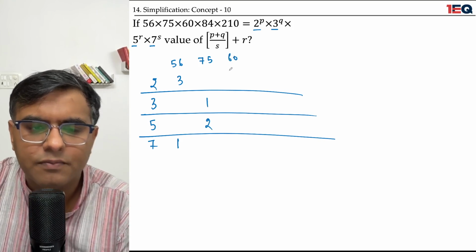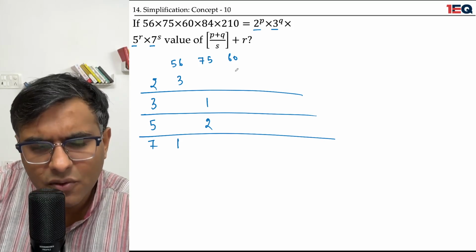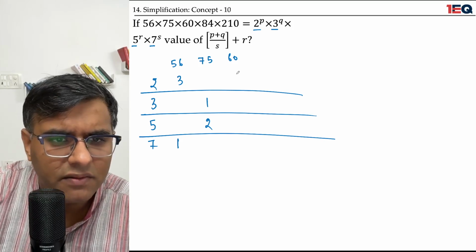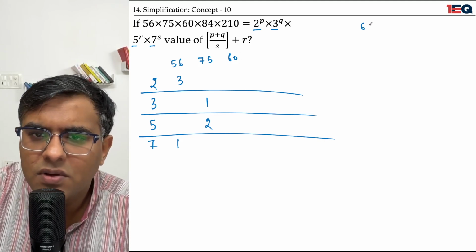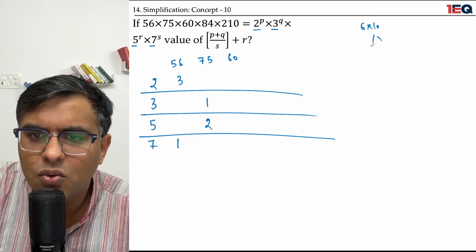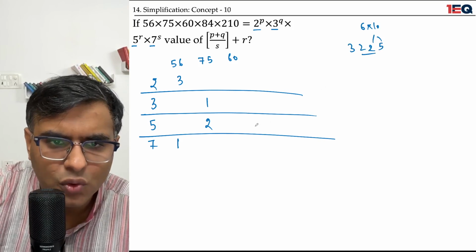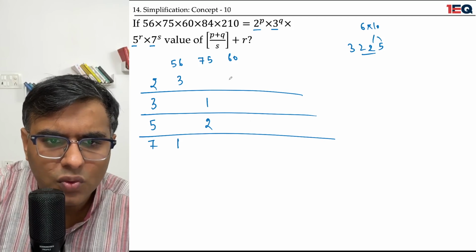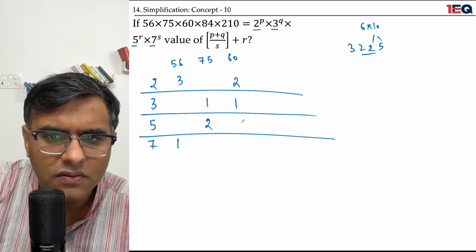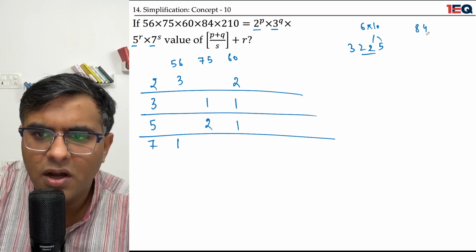Talking about 60, 12 5s are 60, or 15 4s are 60. Is there a better way out? 6 into 10 is also 60. I'll just quickly write it down. 6 into 10 is 60. So there is a 2, there is a 5, there is a 3, and there is a 2. So 2 powers of 2 for 60, 1 power of 3, and 1 power of 5. Okay, we have 60. Then we'll be talking about 84.